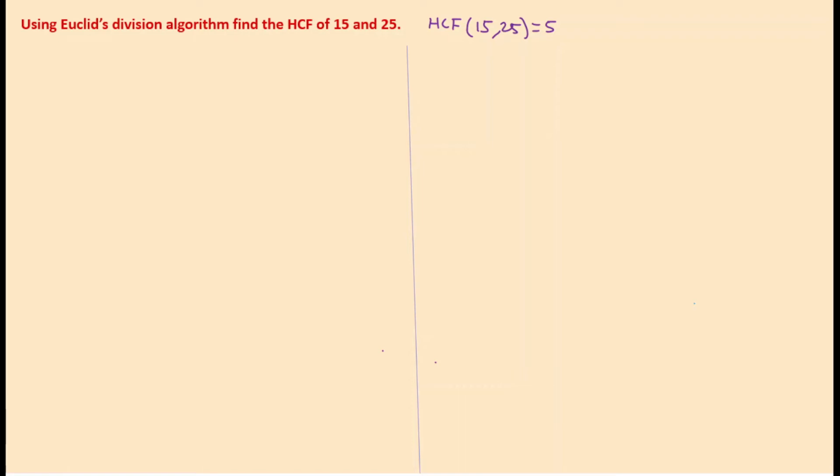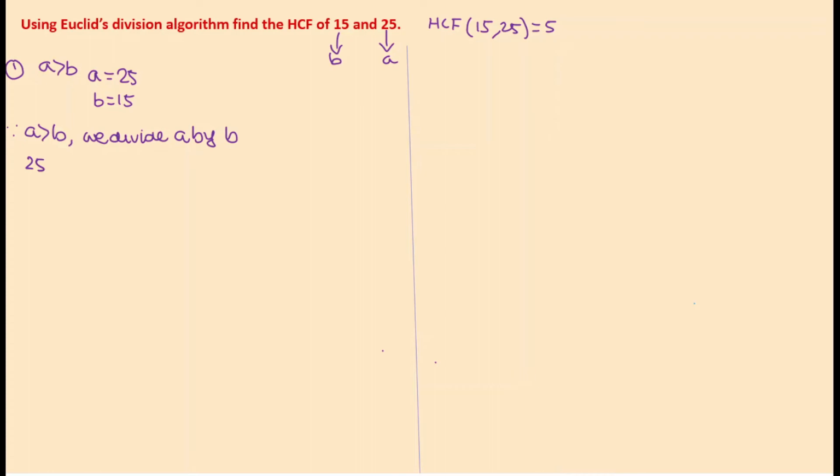The first step of Euclid's division algorithm is that you have to choose between the two numbers which one will be A and which one will be B. Since A is greater than B, A will be 25 and B will be 15. So let's write down A equals 25 and B equals 15. Since A is greater than B, we divide A by B.